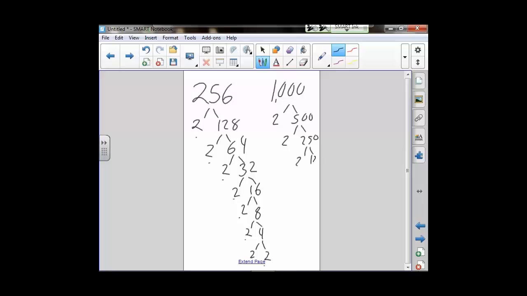125 and 2. Oh, I'm running out of space. All right. Can you even see that? Yeah. Are you sure? You're okay. It looks like a weird V thing. It does look like a weird V thing. It's, yes, like that's a horseshoe.